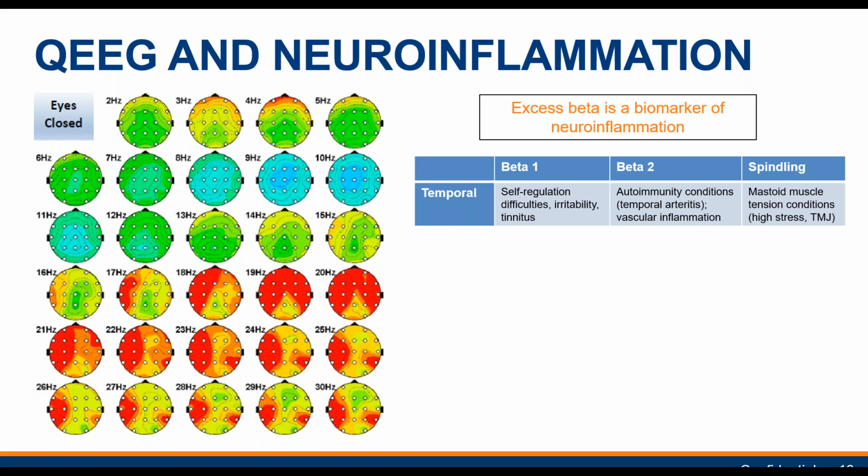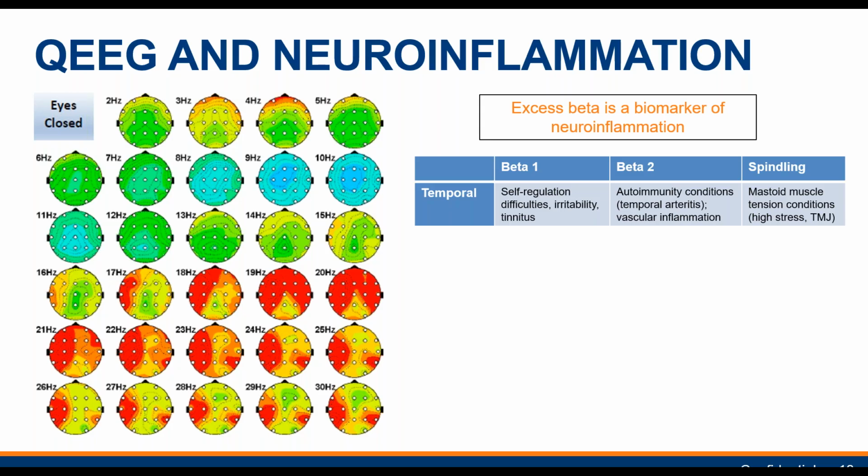So first, starting off with the temporal lobe, in this case, there's actually a lot of excess temporal activity in beta 1 and in beta 2. If you split the beta range in half between 12 and 30, beta 1 is talking about 12 to 18 hertz. And if you see temporal excess in beta 1, that's going to be related to self-regulation difficulties, irritability, and also tinnitus can show up here. So always a good thing to ask about for your patient if you aren't already aware of that.